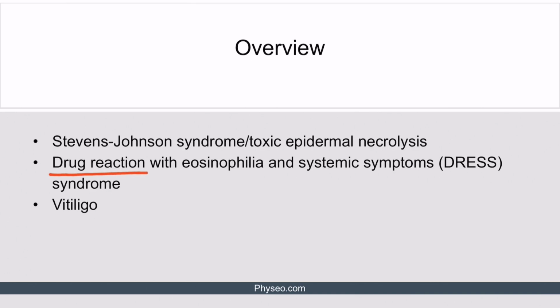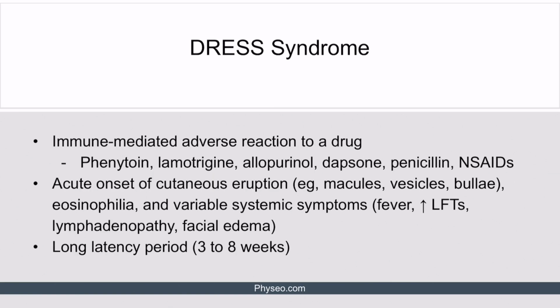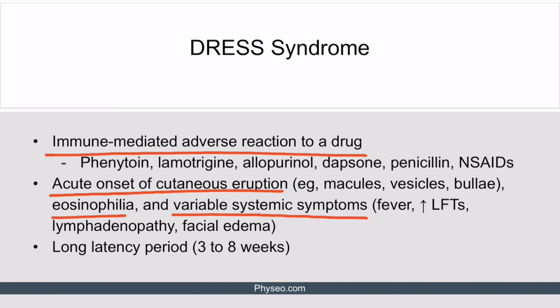Next, we'll discuss drug reaction with eosinophilia and systemic symptoms, or DRESS syndrome for short. DRESS syndrome is an immune-mediated adverse reaction to a drug with multiple systemic symptoms. The commonly implicated drugs are anticonvulsants such as phenytoin and lamotrigine, the urate-lowering drug allopurinol, dapsone, penicillin, and NSAIDs. It manifests as an acute onset of cutaneous eruption, which can take multiple forms including macules, vesicles, and bullae, accompanied by eosinophilia and variable systemic symptoms including fever, raised LFTs, lymphadenopathy, and facial edema.